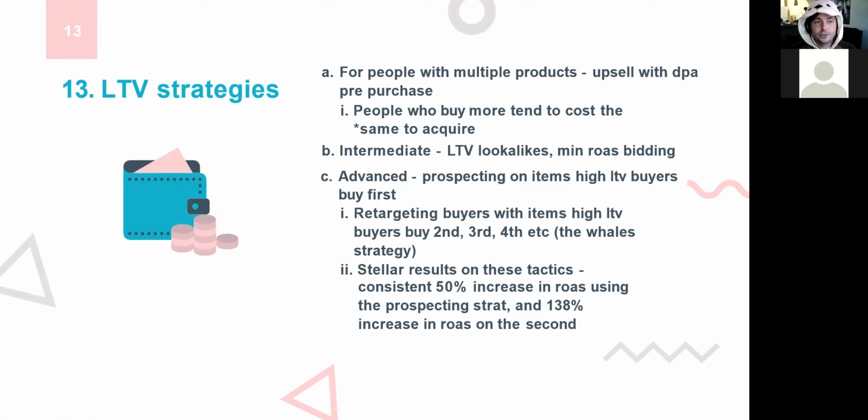Certain products will attract certain types of people, and products that attracted high LTV buyers in the past will probably do so again. And then there's a retargeting version of this strategy, where you retarget people who bought once with products high LTV buyers tend to buy second. You can do that all the way out to the fourth purchase. And with that second strategy, I tested it and saw a 138% increase in ROAS.